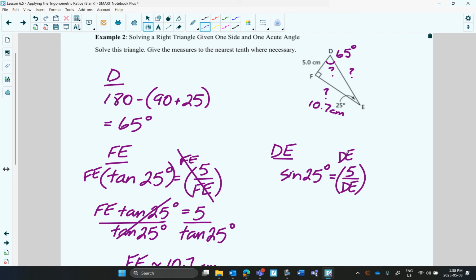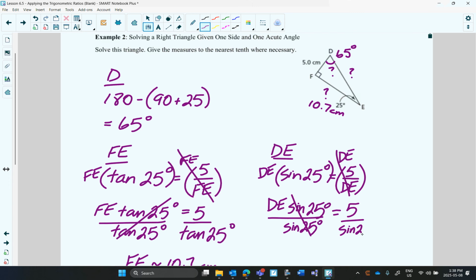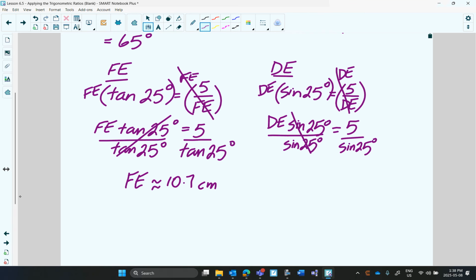And then like we did with the other one, multiply both sides by DE to get rid of the fraction. That gives us DE times sine 25 degrees equals 5. Divide both sides by sine 25 to get DE by itself. And that works out to approximately 11.8.